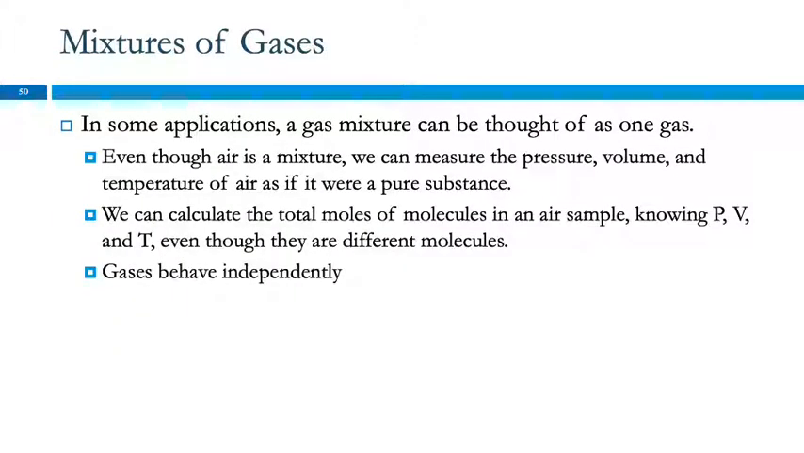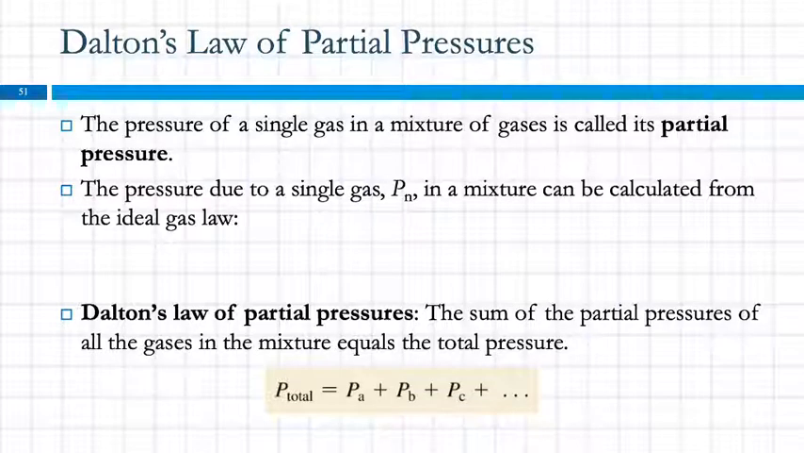So sometimes we can think of or treat a gas mixture as if it were a single gas. So air is a mixture of gases, but we can treat it as a single gas. We can measure its pressure, its volume, its temperature, just like it was a pure substance. We can even calculate the number of molecules in a sample of air. But the thing is, they're not all the same molecule because it's a mixture. So gases behave independently, and this is something that's somewhat unique to gases.